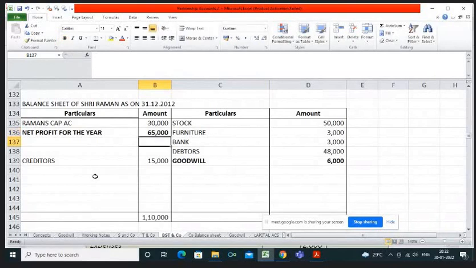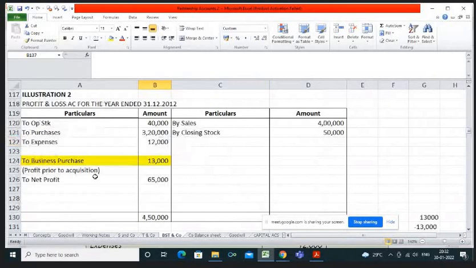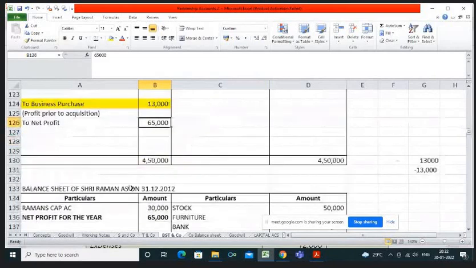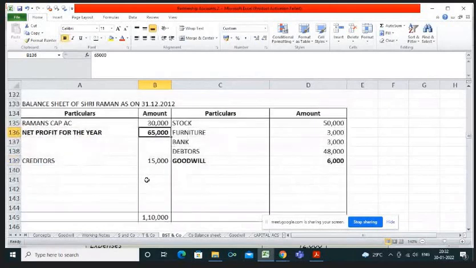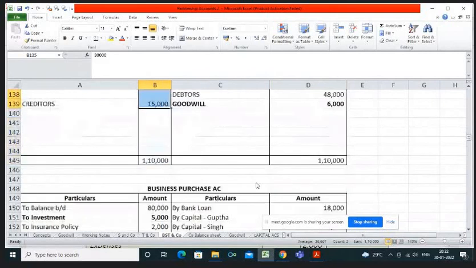We have to take the net profit for the year to Raman's capital account. What is the figure? 65,000, which we should take to the capital of Sri Raman, 65,000. So now if you look at the assets, the total is 1,10,000 and the liabilities it is 1,10,000. So the problem is solved now.